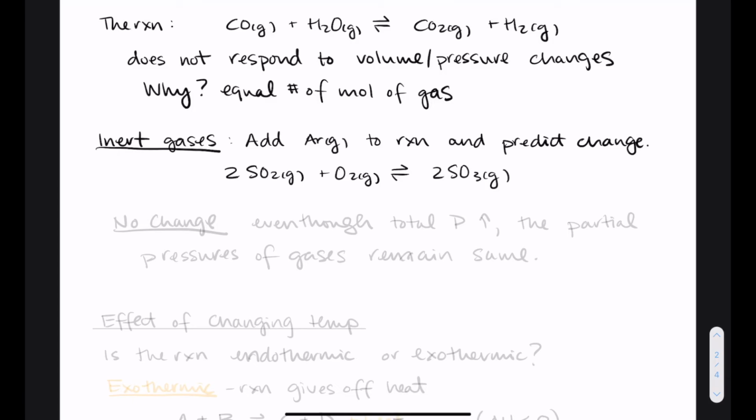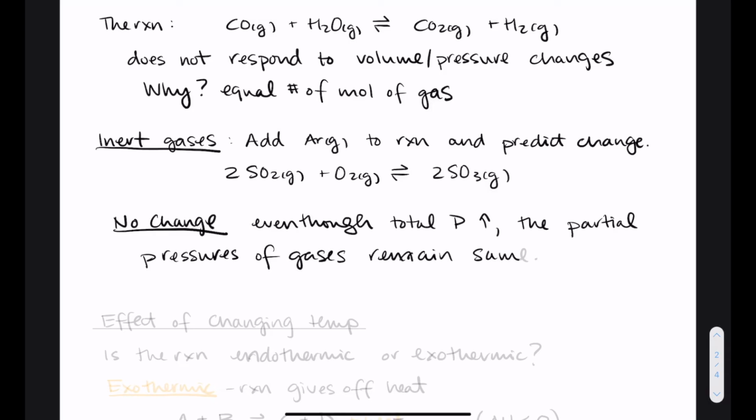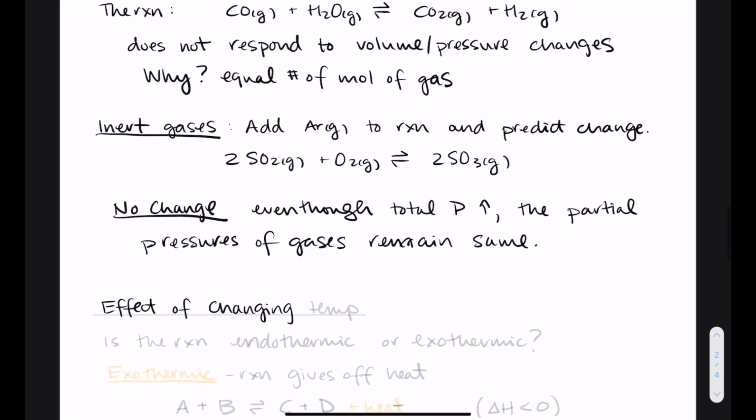So the total pressure inside the container increased, but the partial pressures of the gases remained the same. So since the volume remained the same, the components of the reaction are present in the same concentration and at the same pressure that they were at before. So there's no change to the reaction because we may have changed some things about the container that we're looking at, but for this reaction, we have not changed any of its conditions.